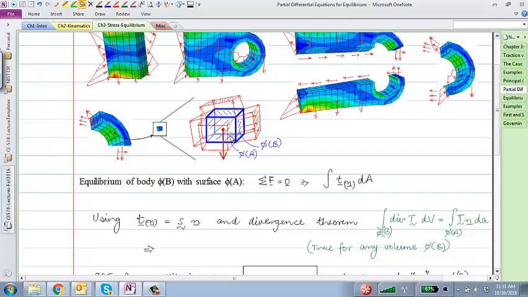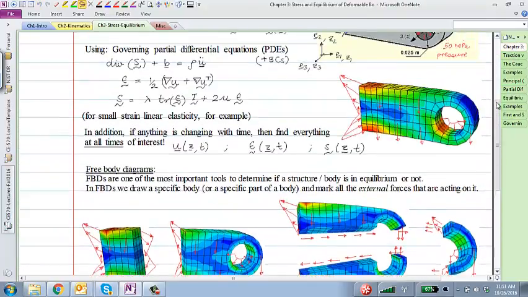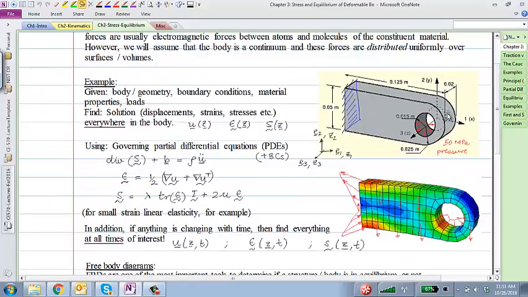Now, let's say I'm calling my body B. I'll switch back to our original problem to remind you where we were. This was our original body B. The boundary of that body is what we are calling A, the surface area of that body.